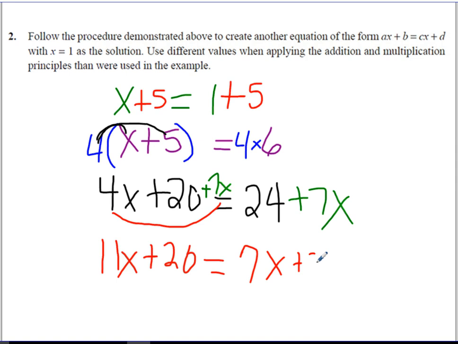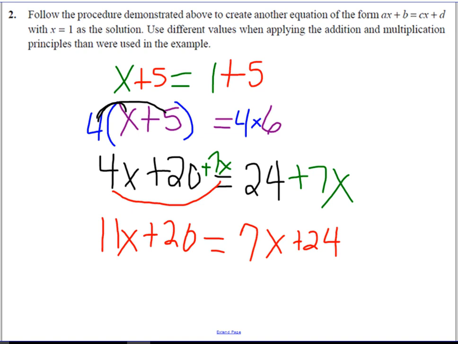Again, standard form usually tells us to write our pieces with our variables first and then our constants last, but it doesn't matter if you put 24 plus 7x. I would absolutely accept that. So there we created our own problem, which again, since we did the same thing to both sides, if we were to try and solve that, we would get our original statement of x equals 1.